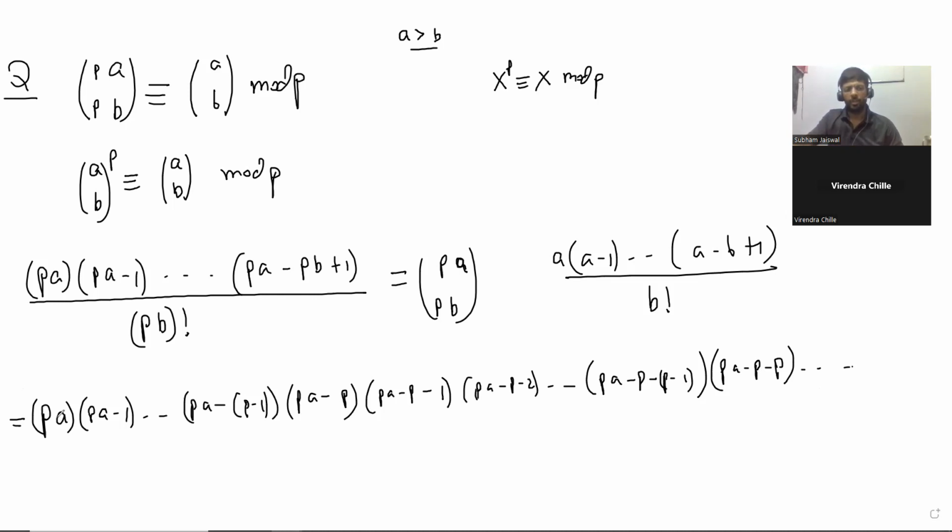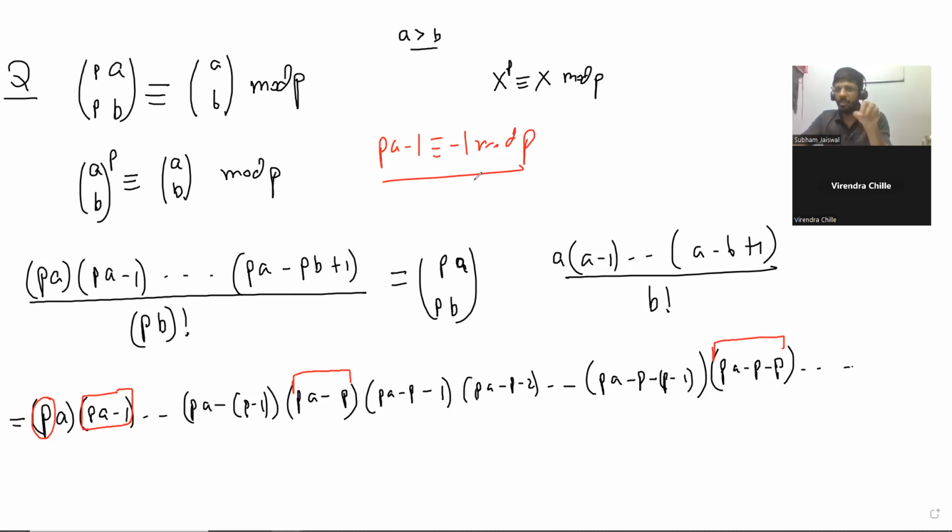Why? Because first of all, this p that is occurring here, and the p that comes here, and similarly the p that comes here, these you can cancel with the p's in the denominator. They will come in the same way. So if you forget them, this is just minus 1 mod p. PA minus 1 is just minus 1 mod p. Yes, sir. Okay, so that is the thing.